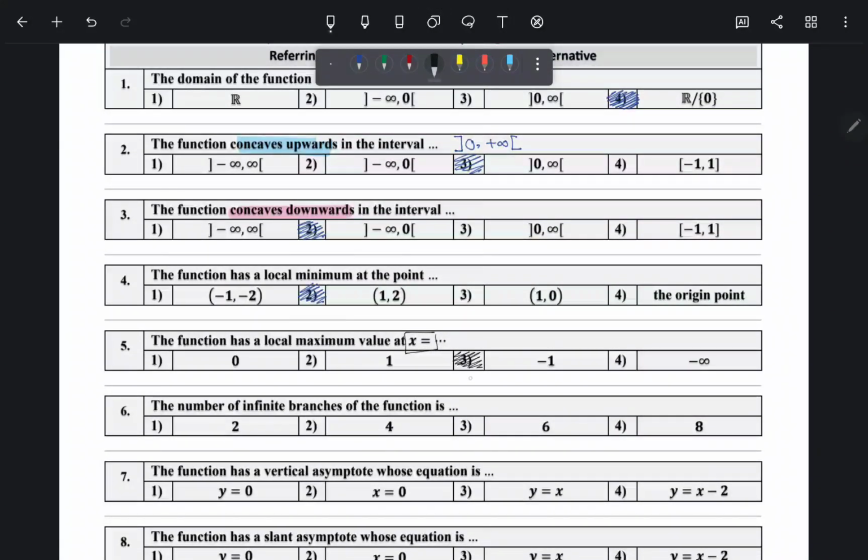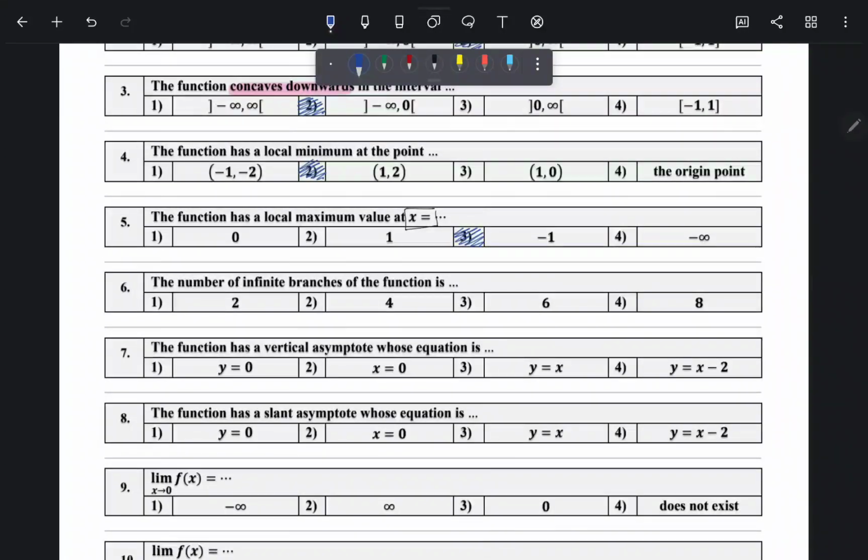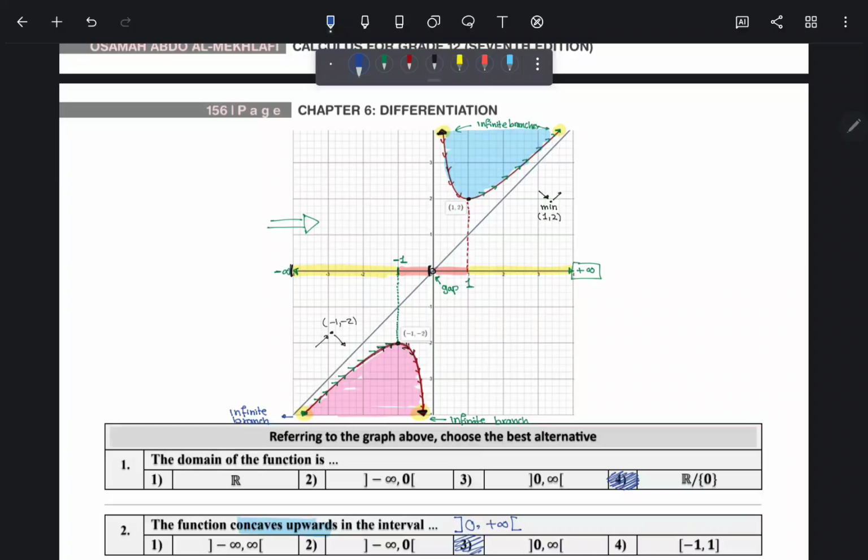Okay. The number of infinite branches. How many infinite branches do we have in this drawing? We have 4 infinite branches: 1, 2, 3, 4.